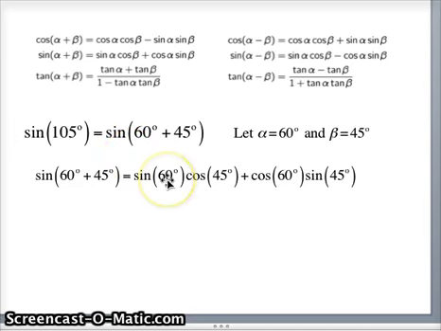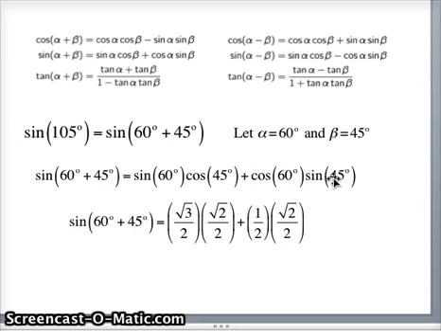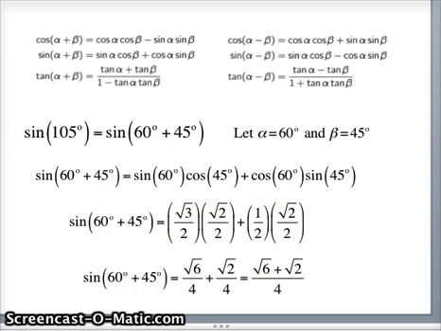Sine of 60, root 3 over 2. Cos of 45, root 2 over 2. Cos of 60, a half. Sine of 45, root 2 over 2. And then we get this. Multiplying those together, root 3 times root 2, again, root 6 over 2 times 2 is 4. This is root 6 over 4, plus 1 times root 2 over 4. And you'll see our answer there is root 6 plus root 2 over 4. Very similar sort of approach for these two problems.